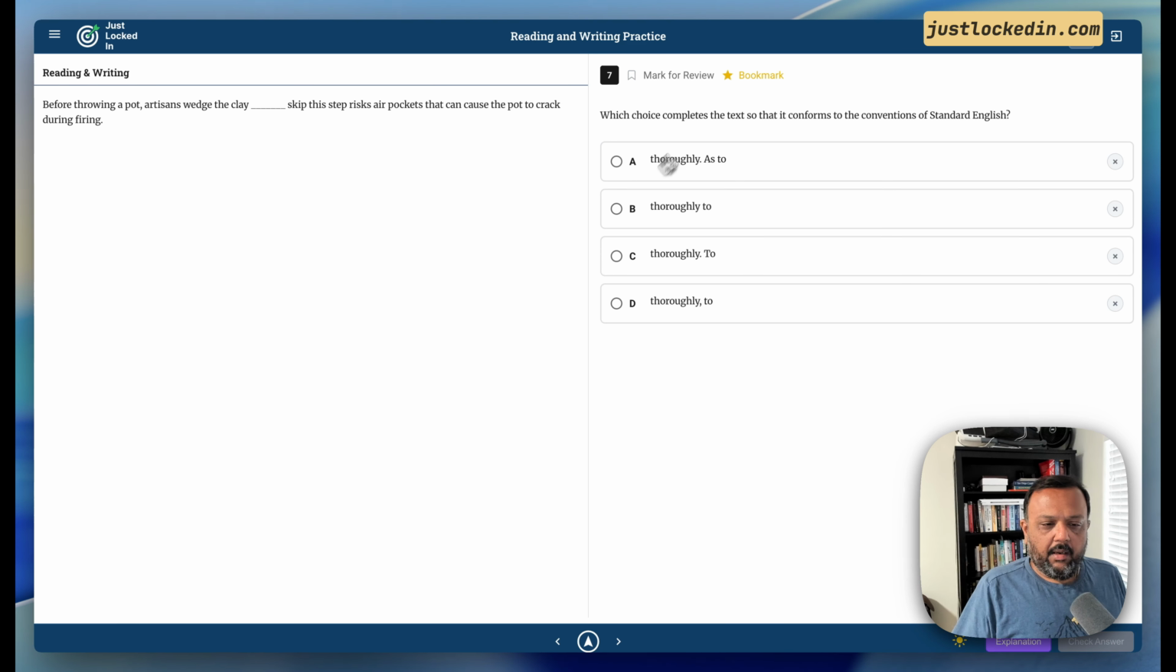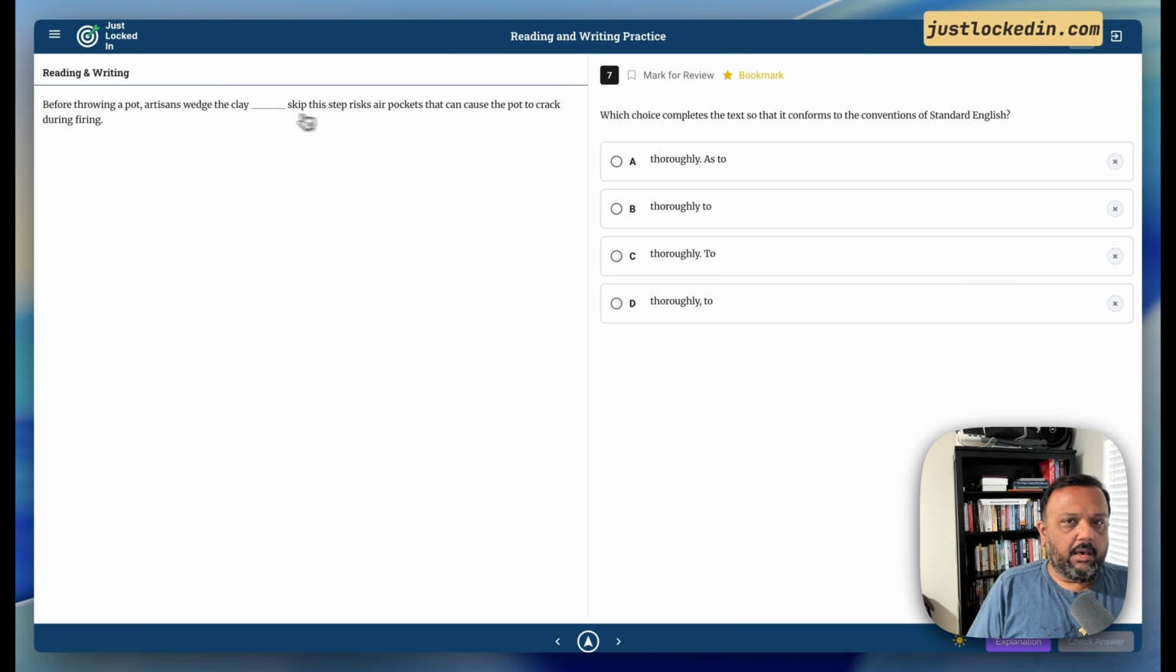Just look at this one. It's quite obvious it's going to be about joining independent clauses. Let's go put this here. Before throwing a pot, artisans wedge the clay thoroughly. To skip this step risks air pockets that can cause the pot to crack during firing. Okay, both are valid independent clauses. Wedge the clay thoroughly, so that's an independent clause, and to skip this step risks air pockets, blah blah blah. That's a valid independent clause as well.